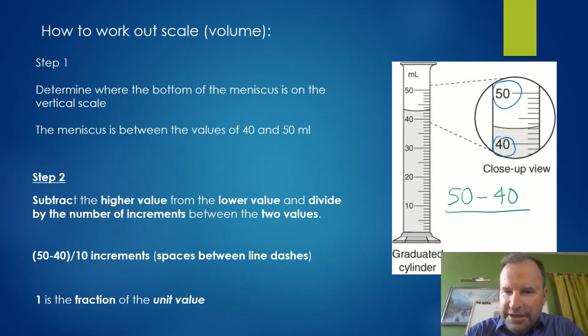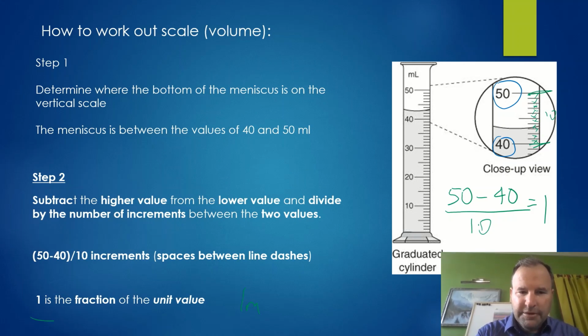We're going to count the increments between 40 and 50. It starts here and ends here. So into little crosses, increment. There's 1, 2, 3, 4, 5, 6, 7, 8, 9, 10. So there's 10 increments between. If we divide that, 50 take away 40 divided by 10 is 1. So each fraction of the unit is 1, in this case 1 mil. Hence we got 40 plus 3, which is 43 mils.